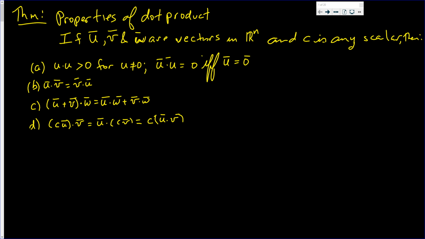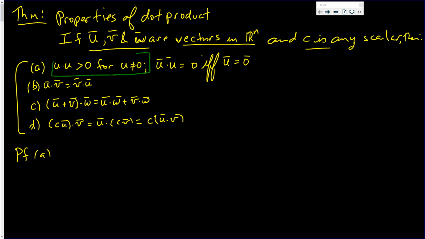In this video, I'm going to prove the properties of the dot product. If u, v, and w are any vectors in Rn, and c is a scalar, then we have these four properties over here. Let's go and prove them. The proof of A. Well, A actually has two parts. I need to prove this, and then I need to prove this if and only if statement.